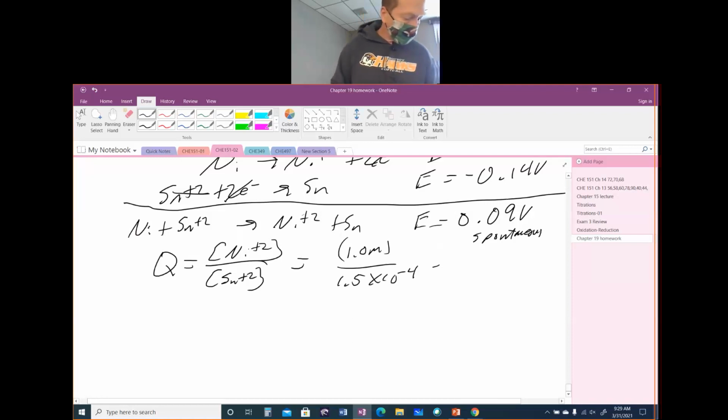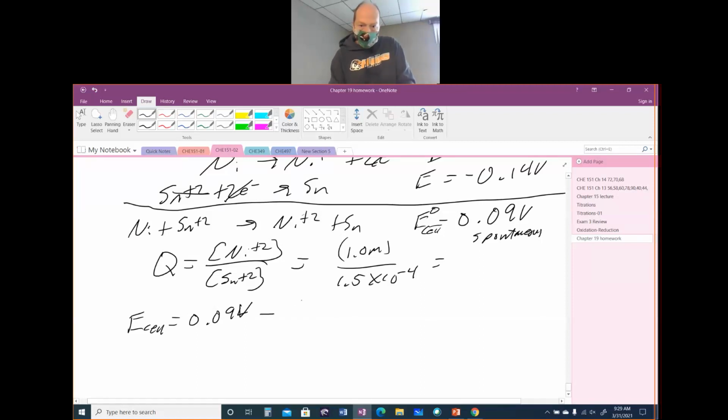And so now you just push the buttons to get your Q value, just plug that in the way it is. All right, and so your E cell, that's what we're looking for, is equal to your E naught cell. What you get off of the chart is your E naught cell, 0.09 volts, minus RT, 8.314, temperature 298, over N, 2 moles of electrons canceled on both sides, and then your F, 9.65 times 10 to the 4th.